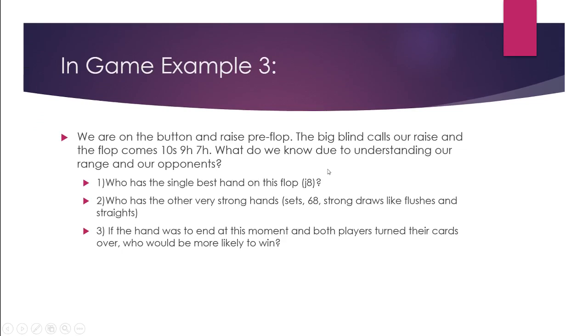We are on the button and raise pre-flop. The big blind calls our raise, and the flop comes 10 of spades, 9 of hearts, 7 of hearts. What do we know to understand of our range and our opponent's? So let's go through these questions again, and I'll pause one more time.